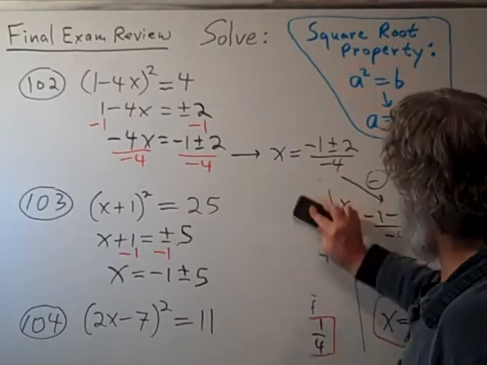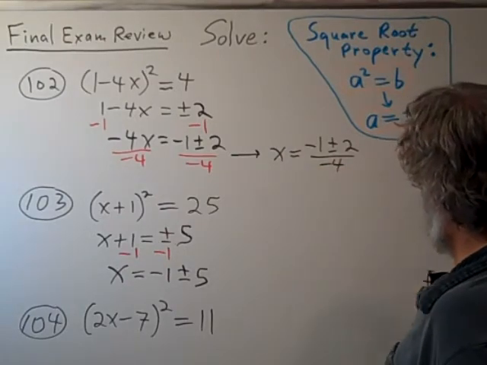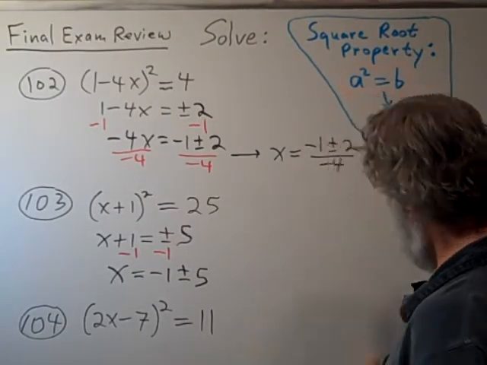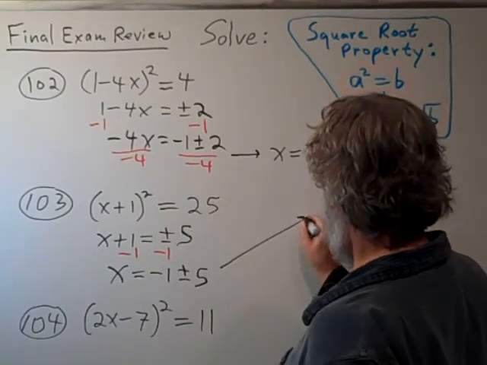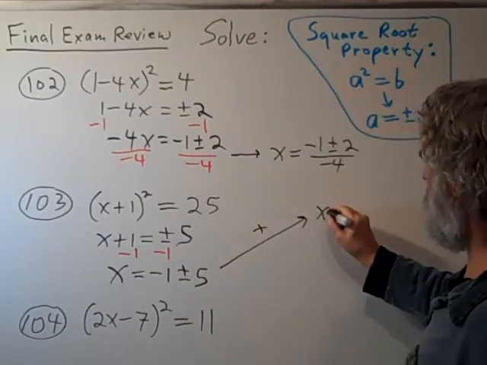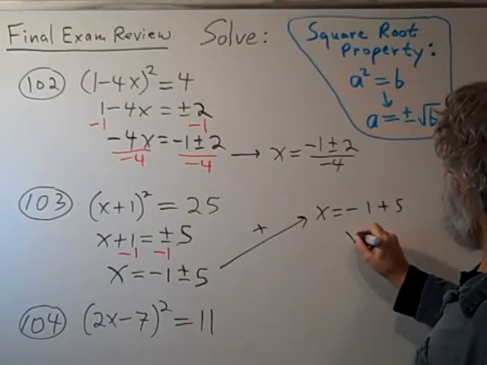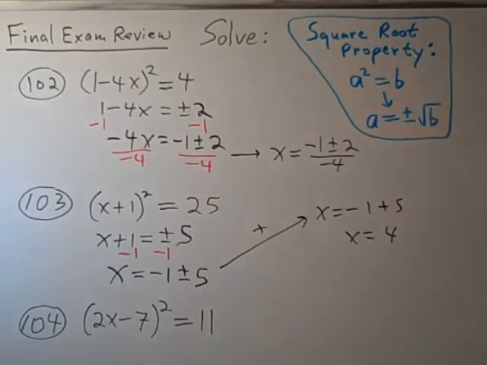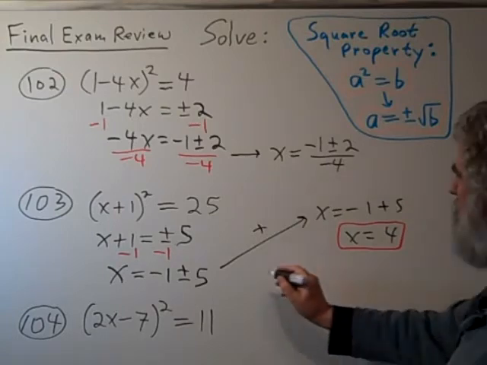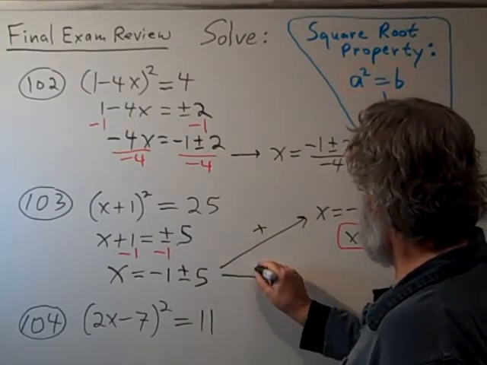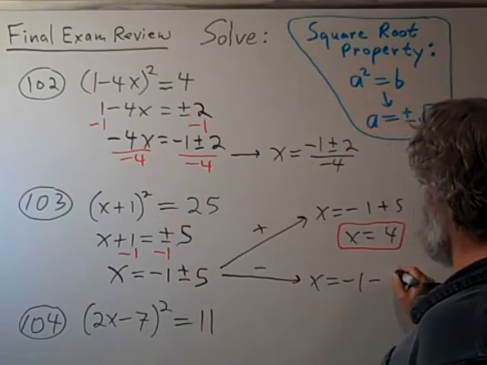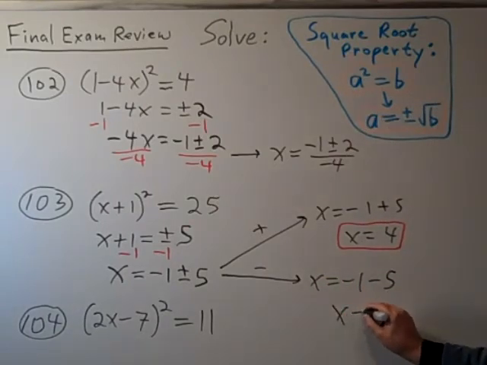Choosing the positive here, we get that x is equal to negative 1 plus 5, so x equals 4. And if we choose the minus, we get that x is equal to negative 1 minus 5, so x is equal to negative 6.